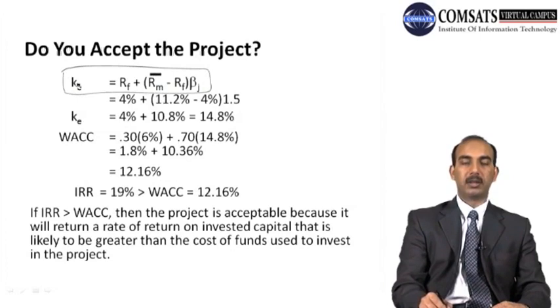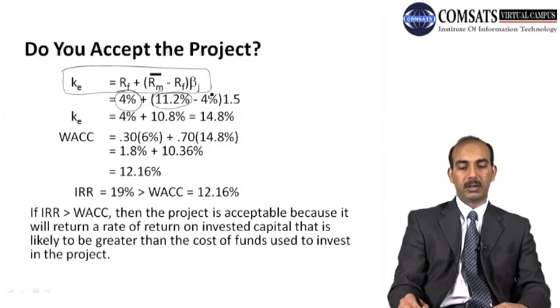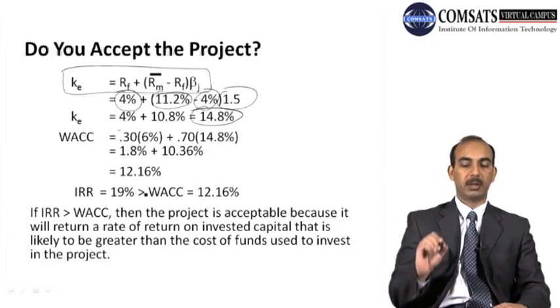So we have to calculate the required rate of return of equity, and here we are given the risk-free rate, that is 4%, and the expected return in the market is 11.2%, and we subtract from it the 4% risk-free rate and multiply it with the beta, which is also given in the example, and we solve for it. We get 14.8%. Now this 14.8% is for the financing portion which is 70%.